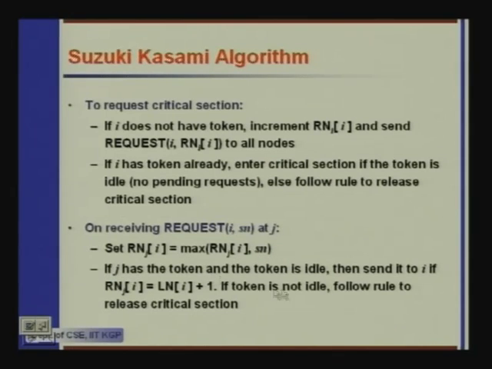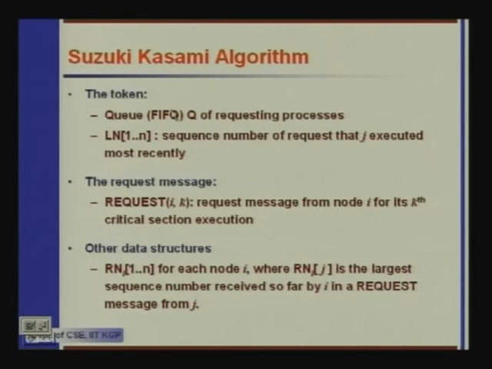If j has the token and the token is idle, then send it to i if RN_j[i] is LN[i] plus 1. Now, what is LN[i]? Let us go back. LN[i] is the sequence number of the request of i that was executed most recently, that is kept with the token. Now, see, the token always has this data structure nice and well updated, because it knows which critical sections are being executed. It is always there when the critical section is executed. So, it knows which sequence numbers have been executed, alright.